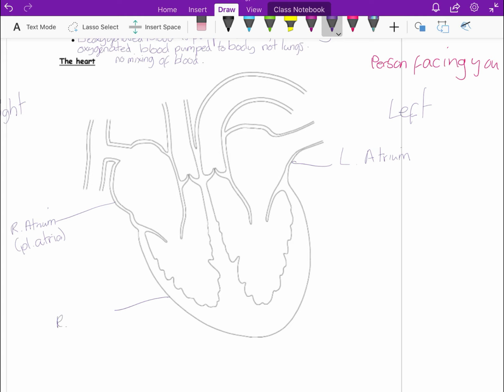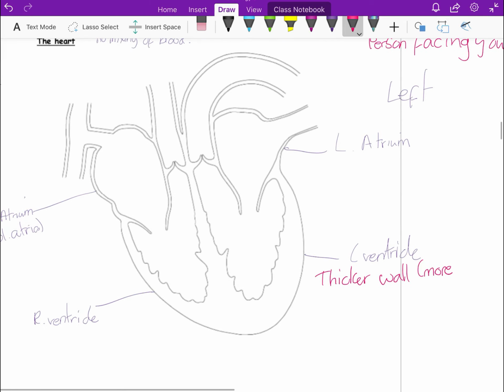The bottom two chambers of the heart are the ventricles. And again, we've got a right ventricle and a left ventricle. Now, if you look at the thickness of the wall of the left ventricle compared to the right ventricle, the left ventricle is thicker. This is because the left ventricle wall does contain a lot more muscle tissue.